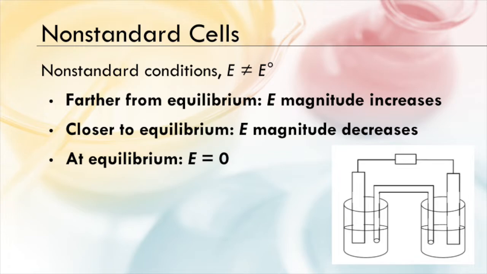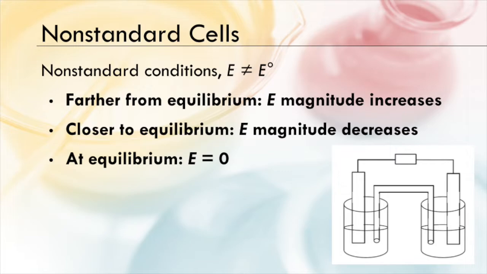In a real system under non-standard conditions, the cell potential will vary depending on the concentrations of the reacting species. The cell potential is a driving force toward equilibrium. Recall that cell potential is also known as electromotive force. You can somewhat easily predict how the cell potential under non-standard conditions compares to the cell potential under standard conditions by considering whether it is further or closer to equilibrium.